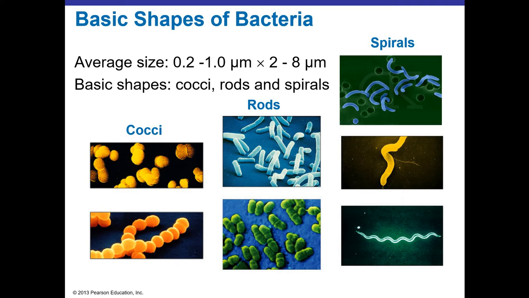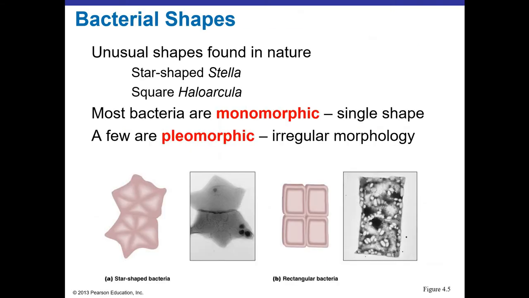On the right-hand side, we start to see our various spirals. The top panel, those are vibrios that are just a curved comma shape. The spirillum in the middle just kind of has a little bit of a twist to it. And then the bottom panel, the spirochetes, are really a corkscrew shape. There are some other unusual shapes found in nature. These are usually more likely to be out in the environment, in ponds and various aquatic environments.